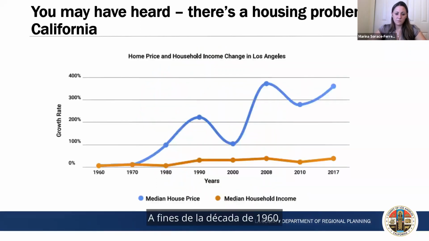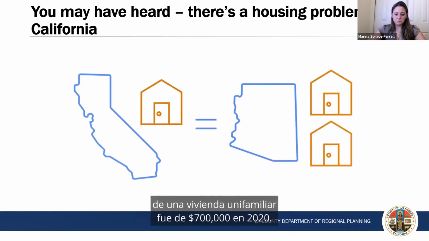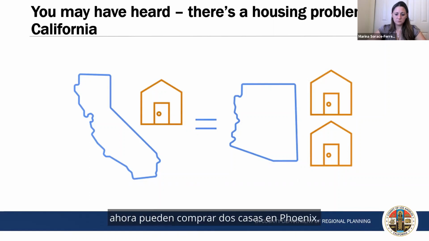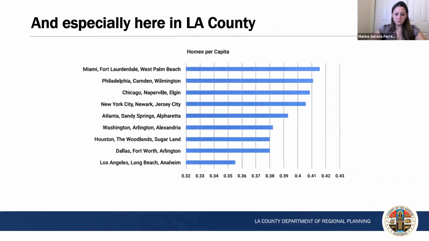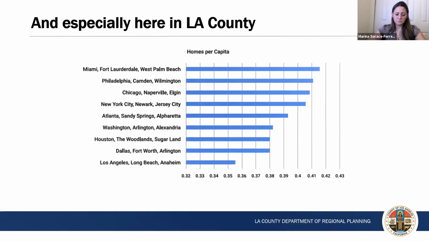In the late 1960s, the average home in Los Angeles cost about the average household income. Now, the average house costs more than 3 times what the average household makes. The median statewide price of a single-family home was $700,000 in 2020. For the price of one average home in California, you can now buy 2 homes in Phoenix. Today, the LA region has the fewest homes per capita of any metro area in the country, and the second lowest rental vacancy rate of any major metropolis.